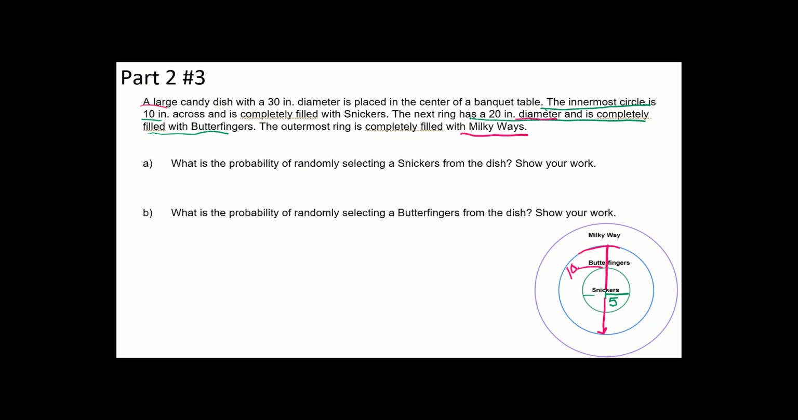And it tells us up here that the candy dish is 30 inches in diameter. So all the way across is 30. Then halfway across, from here to here, is going to be 15. All right, so we want to know what the probability of randomly selecting a Snickers is from the dish.